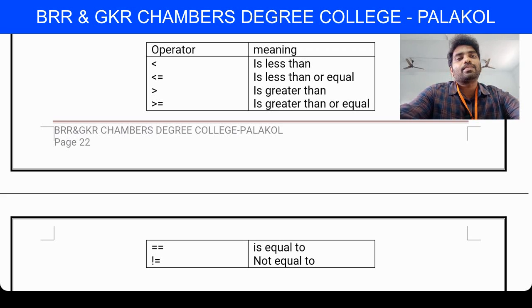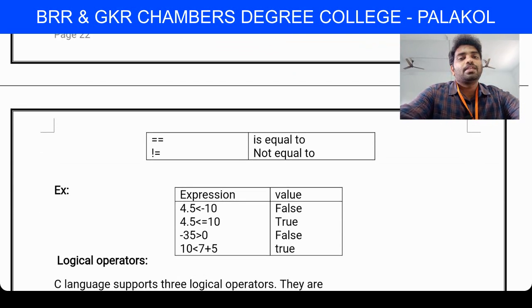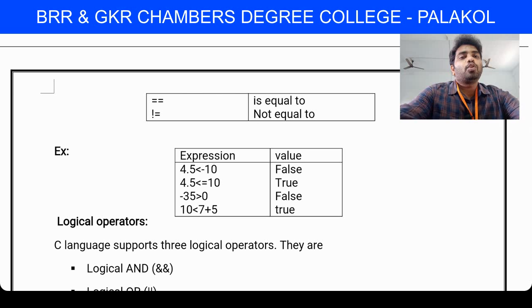Next, expression: 4.5 < -10 is false. 4.5 <= 10 is true. -35 > 0 is false.